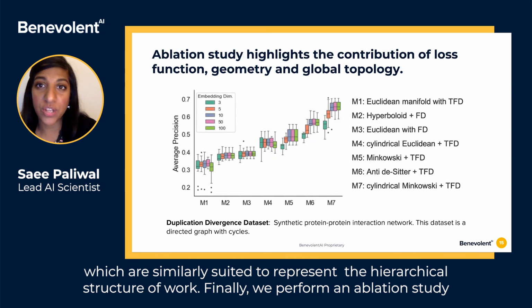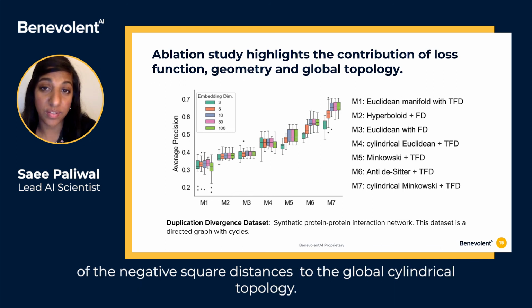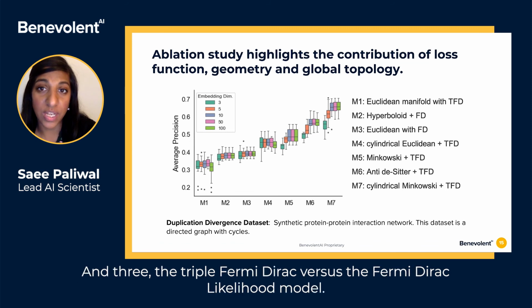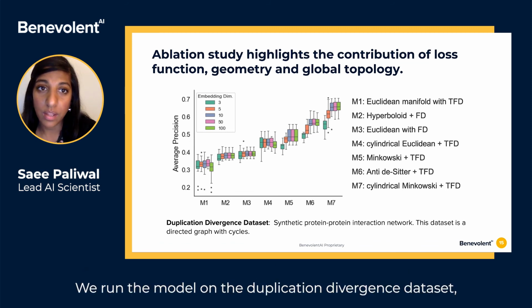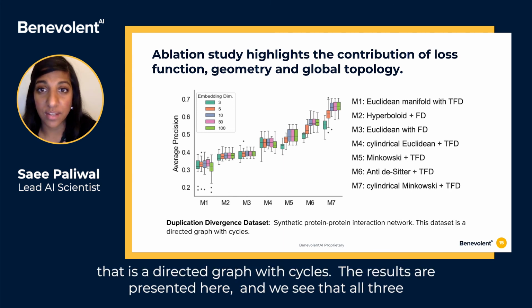Finally, we perform an ablation study to examine the relative contributions of 1. The Pseudo-Riemannian geometry as reflected in the presence of the negative squared distances, 2. The global cylindrical topology, and 3. The triple Fermi-Dirac versus the Fermi-Dirac likelihood model. We run the model on the duplication divergence dataset, which is a synthetic protein-protein interaction network. The dataset is a directed graph with cycles.